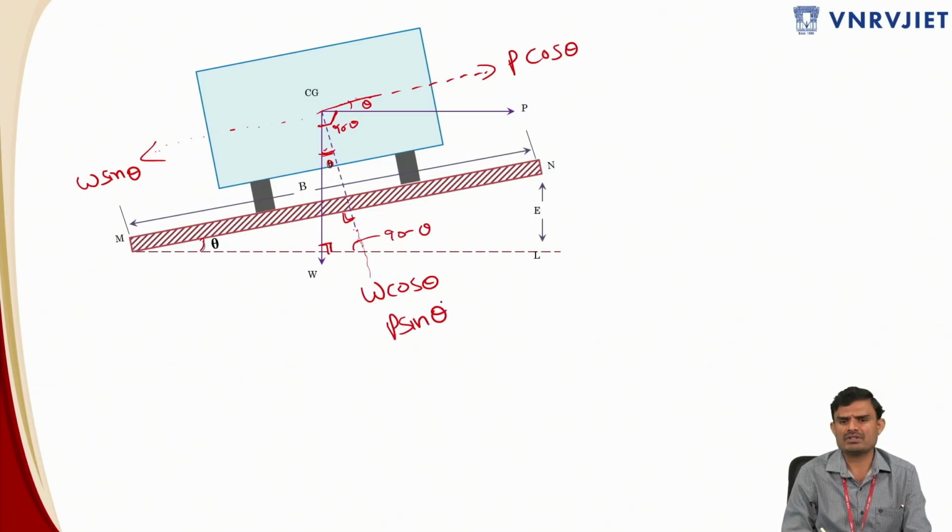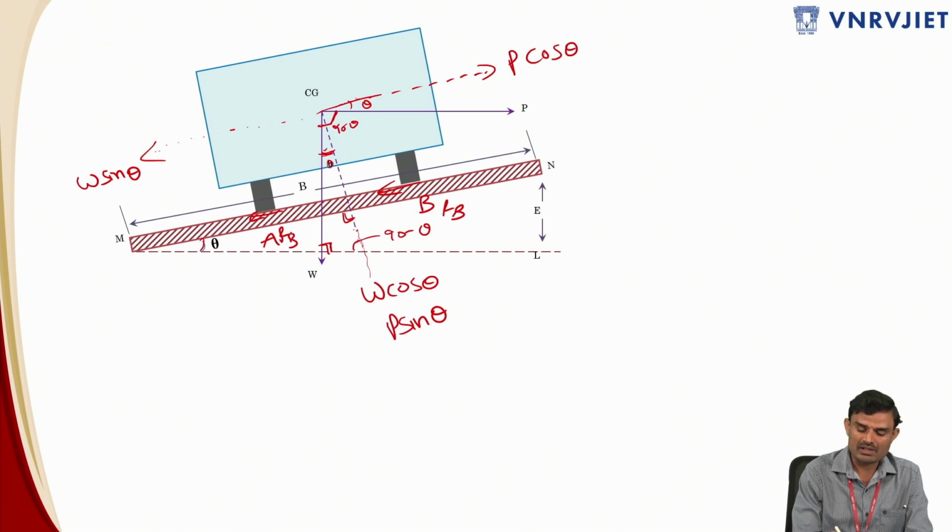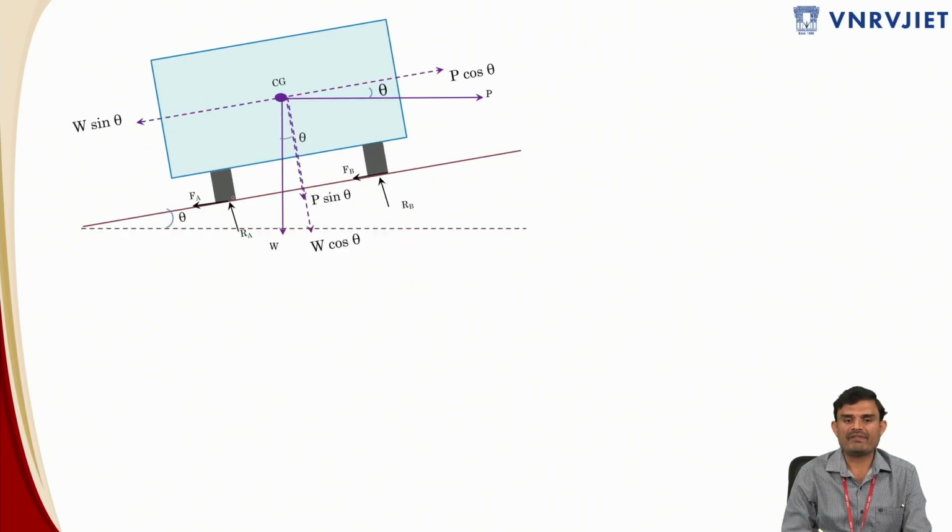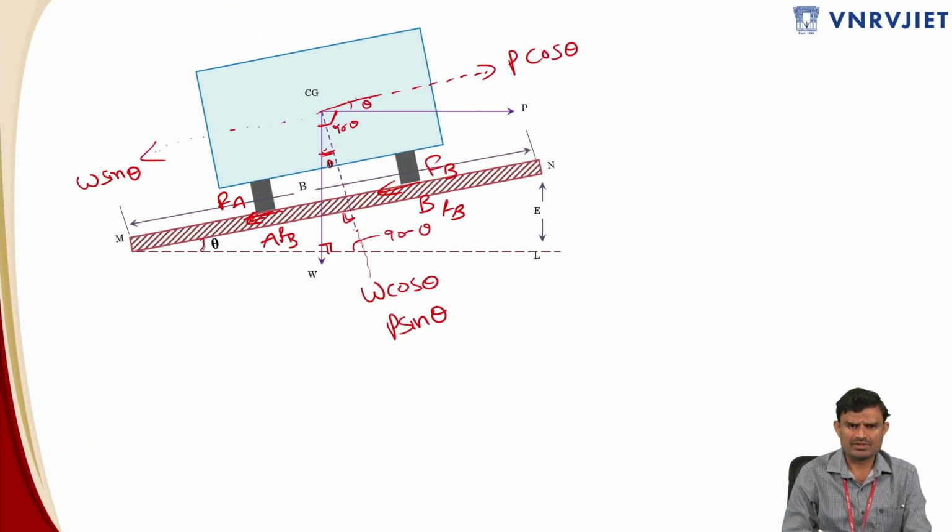So these are the different forces which are acting over here. As you know, the vehicle is moving, and because of the centrifugal force, the vehicle is trying to slide in the outward direction, so there will be some frictional forces acting over here. Let this be B and let this be A. So you have RA and RB over here. Therefore you are going to have some frictional force generated, FB over here and FA over here.